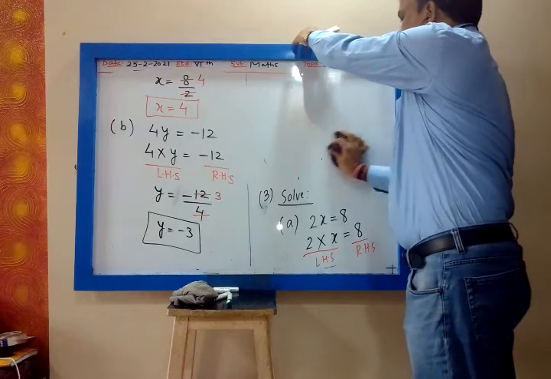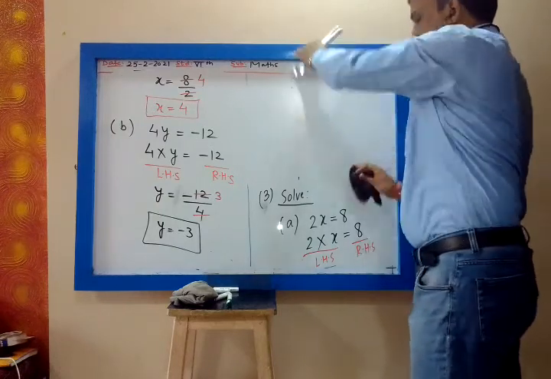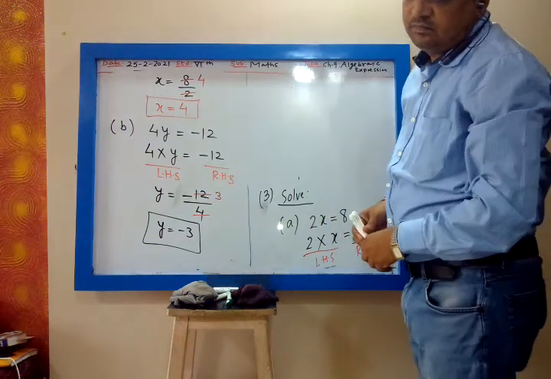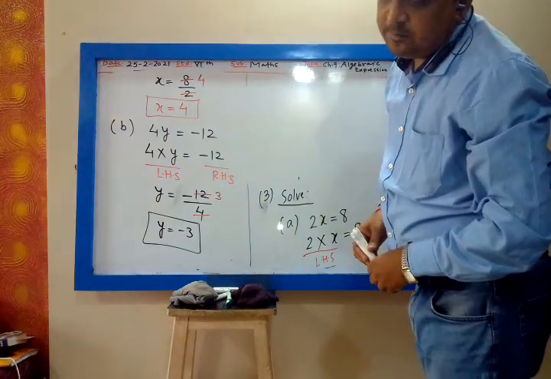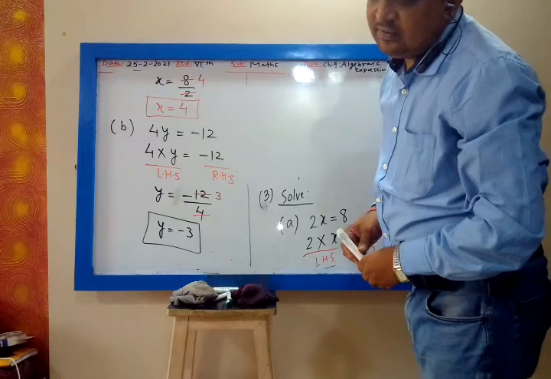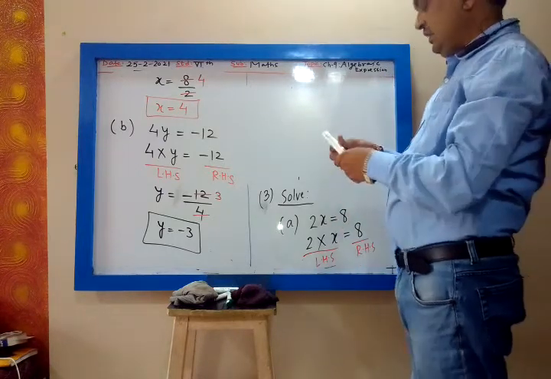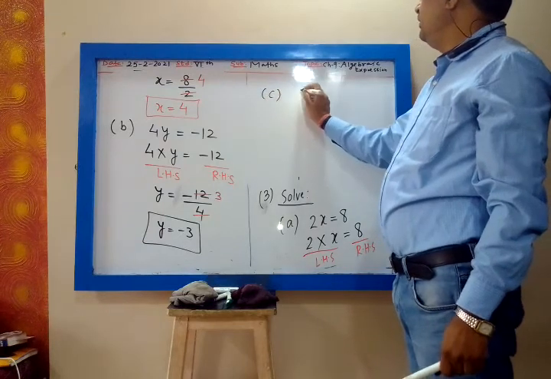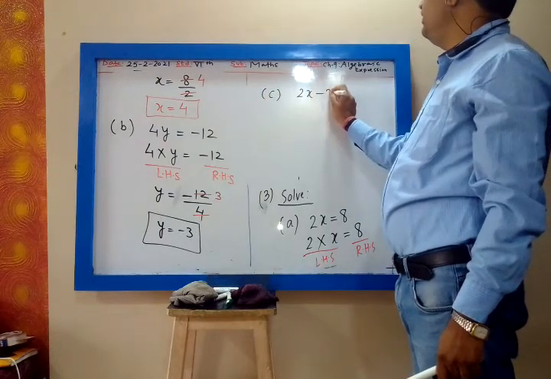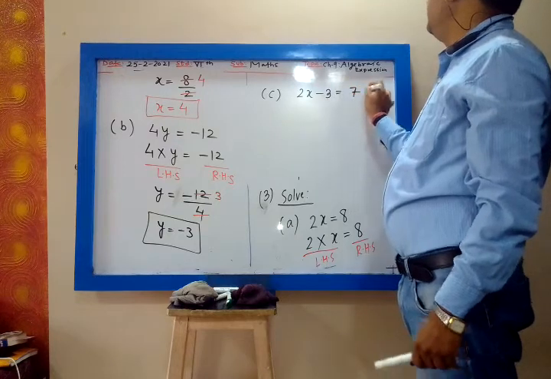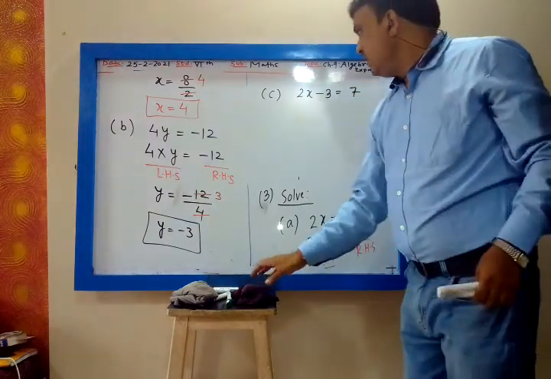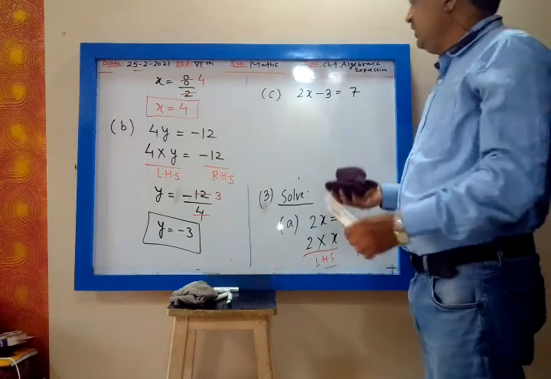Third one I am not erasing, right. Now next is 2x minus 3 is 7. See, 2x minus 3 is equal to 7. 2 into x. 2x minus 3 is equal to 7.